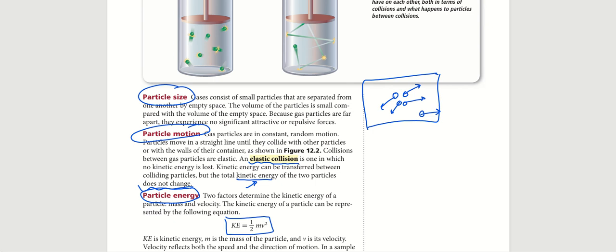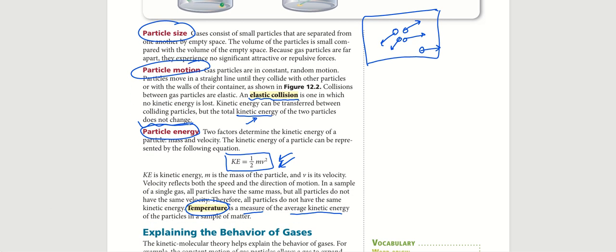Elastic collision means kinetic energy is conserved, meaning kinetic energy is not wasted. So the total kinetic energy of the two particles does not change. This is how to calculate the kinetic energy: half mv squared, where m represents the mass and v represents the velocity. And how do we measure this kinetic energy? Using temperature. Temperature is a measure of the average kinetic energy.